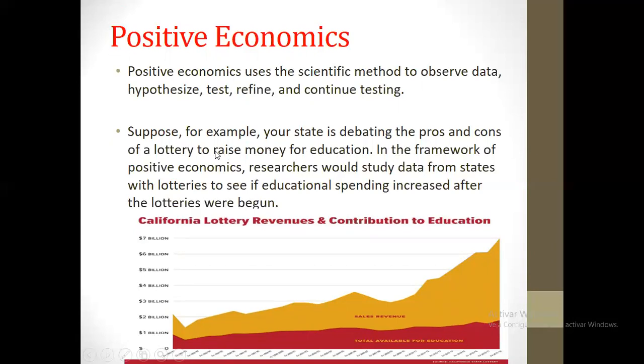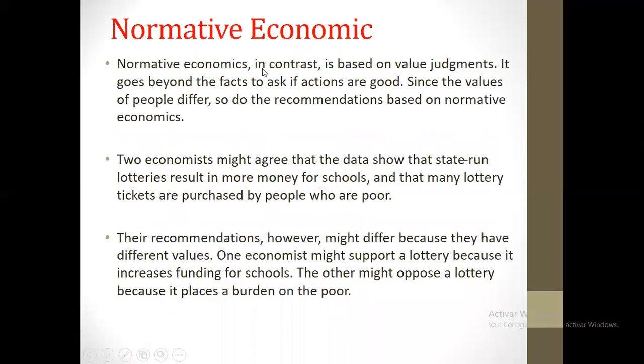In the framework of positive economics, researchers would study data from states with a lottery to see if educational spending increased after the lottery was begun. Now, normative economics, in contrast, is based on value judgment. It goes beyond the facts to ask whether actions are good. Since the values of people differ, why? Because my values are not the same as yours. So they try to make a recommendation based on normative economics.